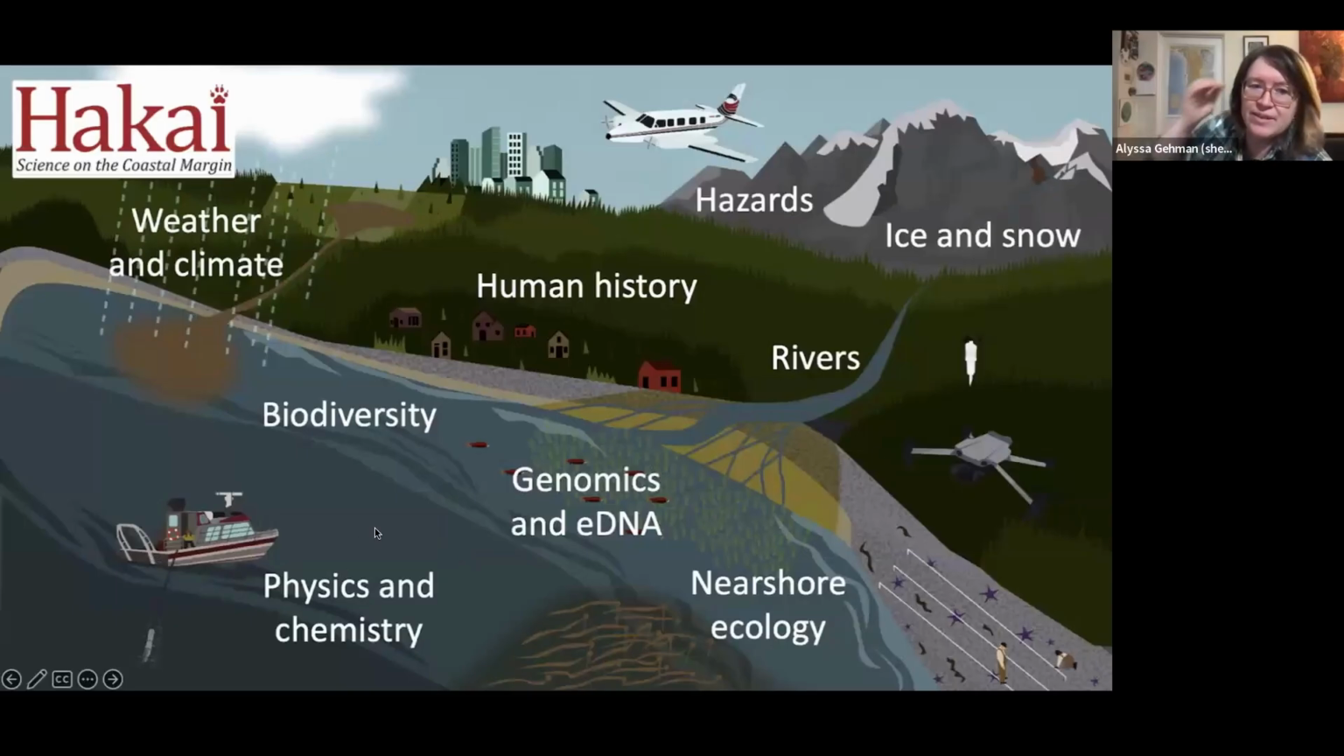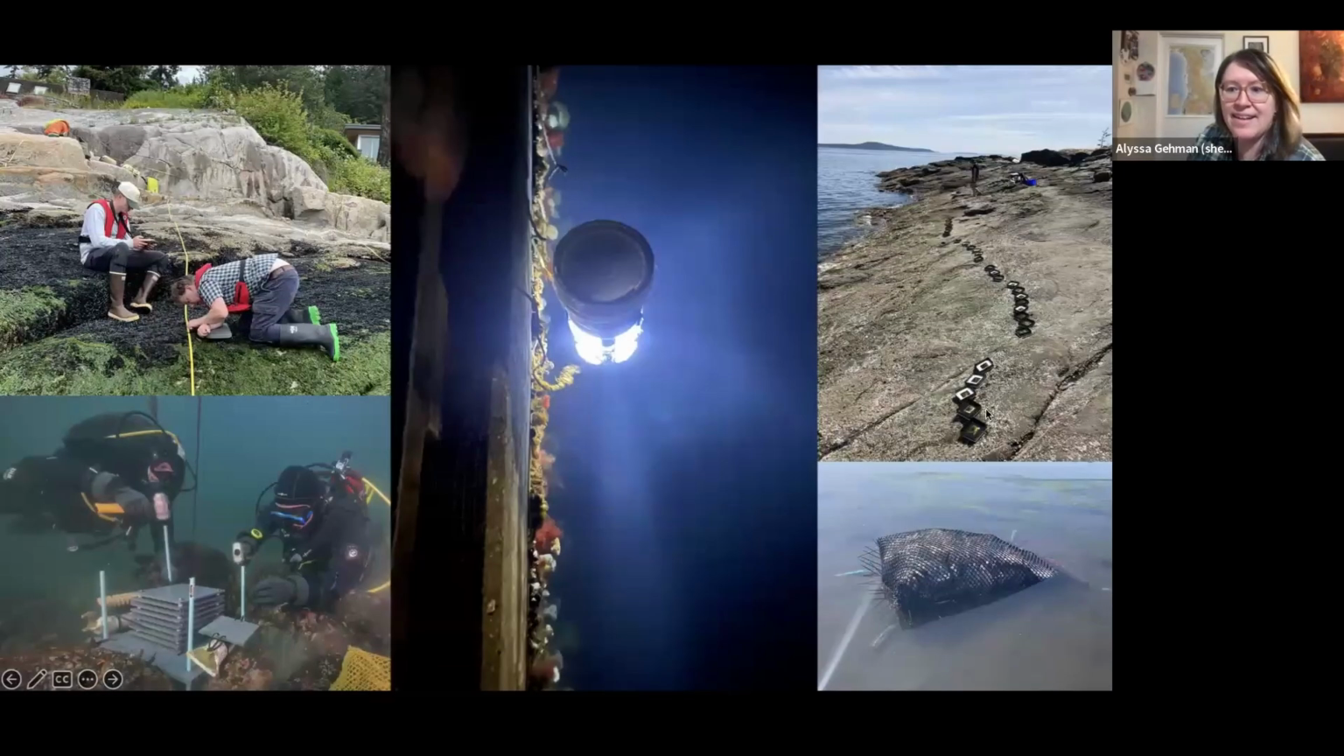I've been talking quite specifically about one area, but Hakai does science on the coastal margin, so we work across a bunch of different habitats and work together in teams to try and address questions about how our ecosystems are doing. And this is just some examples of other types of work that we do.